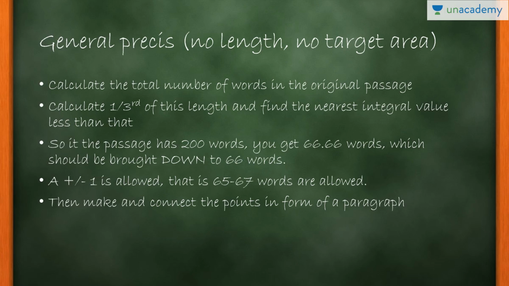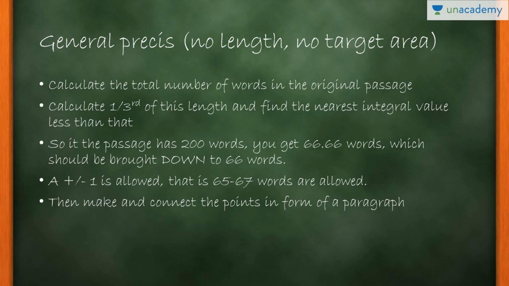No length will be given to you, no target will be given to you. You'll be given a passage and you will need to summarize it in exactly 1/3 of its length. So in the first case, if the number of words are not mentioned, first you need to calculate the number of words in the original given passage. Once that is done, you need to calculate 1/3 of this length and find the nearest integral value less than that.